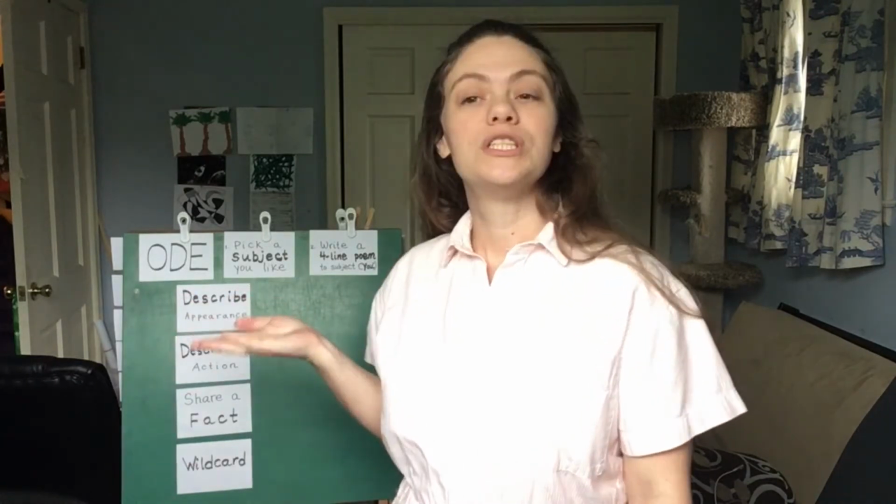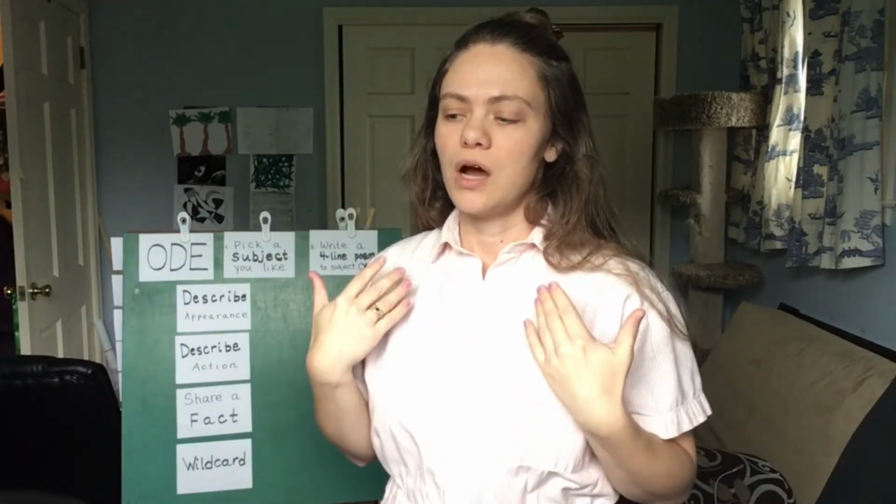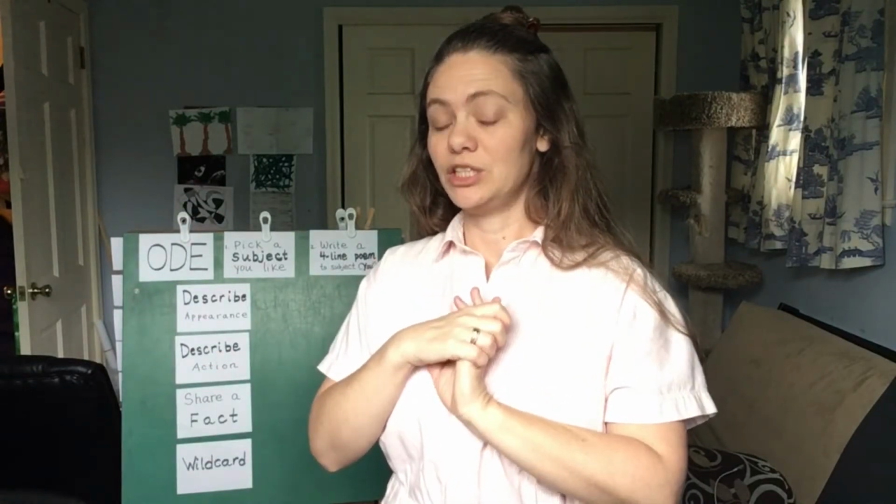Our first line, we are going to describe our object, what it looks like. You could write about the texture of it, what it feels like, what color is it, how big or small is it. All of these things are ways you can describe your object.